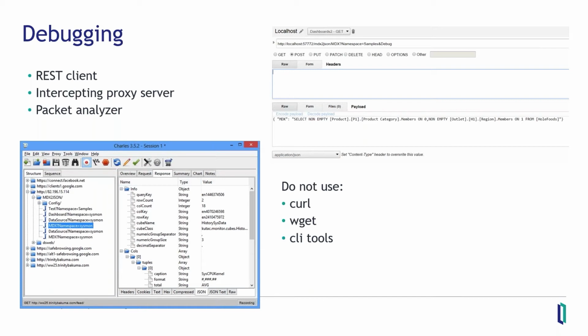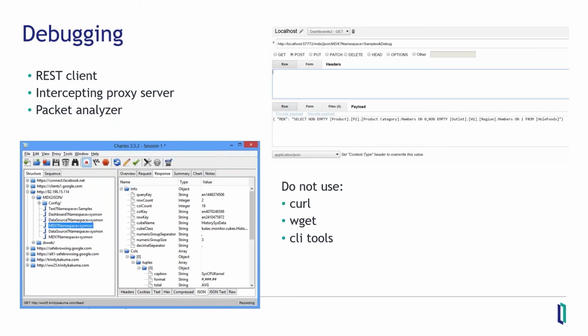So for different problems with REST, different tools should be used, and each REST developer should be familiar with all three and very familiar with at least the first and the second one. Packet analyzer is a fairly rare case, to be honest, but sometimes it's invaluable. Also, please don't use curl, wget, and command line client tools in general. REST clients are written especially for REST API debugging, and they do it much better than any command line tools.